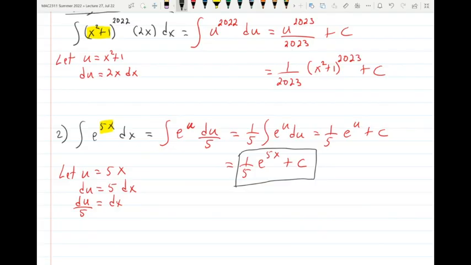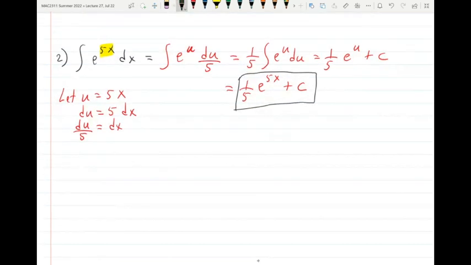Okay, all right, so let me do a similar one. For example, we can use a similar idea. Let's say that you wanted to figure out the integral of cosine of 2x dx. What is this equal to?